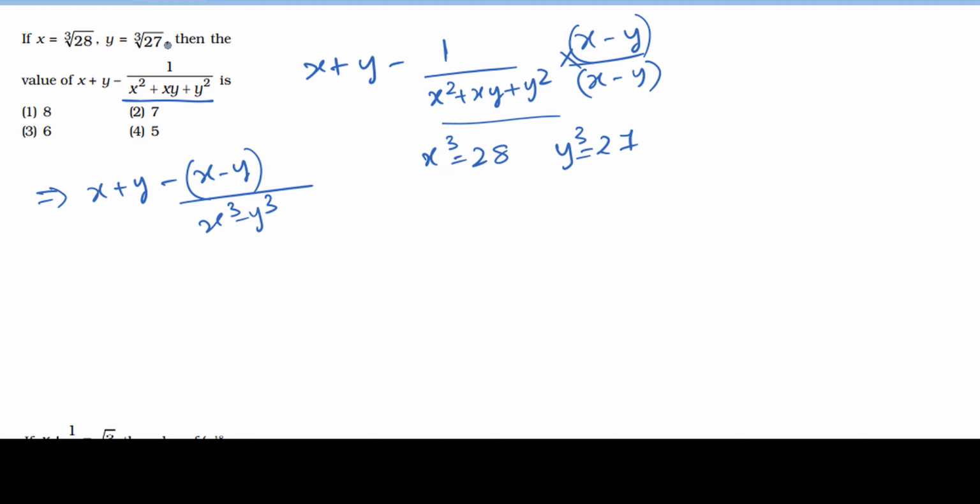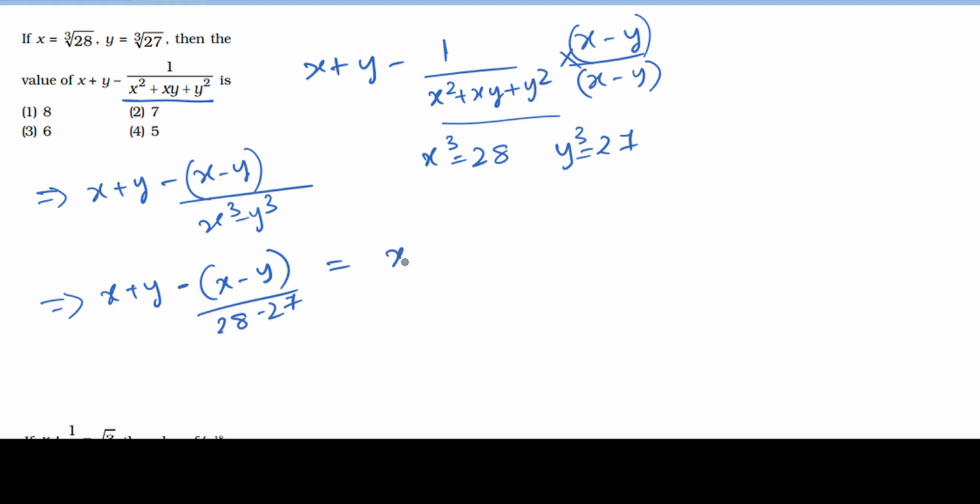Here we don't have to simplify cube root of 27 into 3 cube or something, because we cannot simplify this, so there is no point in simplifying y. So that's exactly why we are trying to find x cube minus y cube and substitute there. Then this becomes x plus y minus of, so x cube minus y cube, 27 minus 28. Lucky, right? 28 minus 27, that is 1.